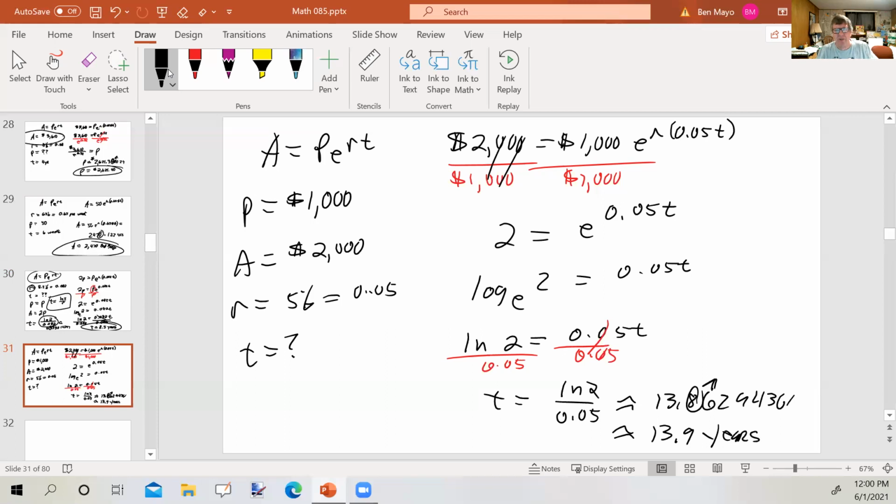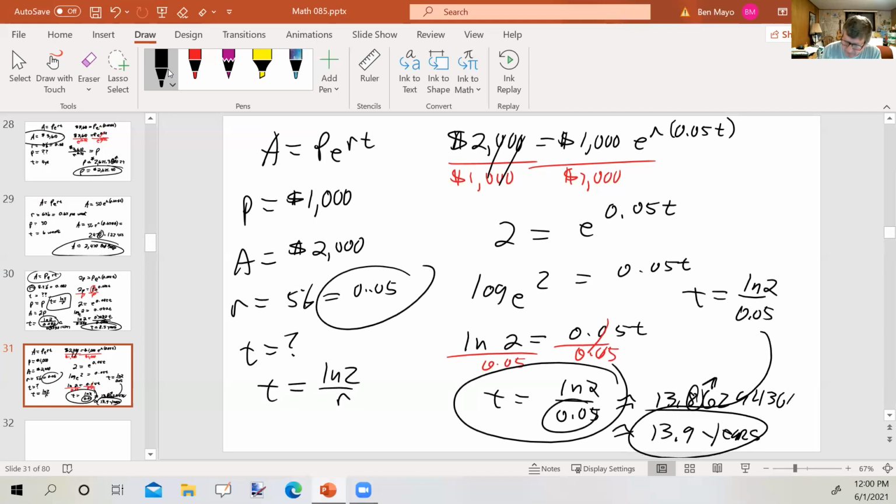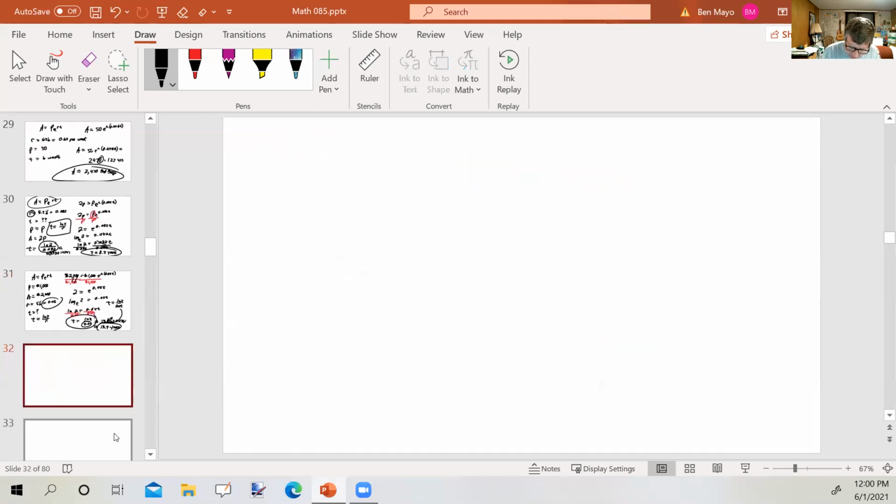Now, you might be sitting there going, but Mr. Mayo, you gave us a shortcut formula and you didn't even use it. You're right, I didn't, because I wanted to do one more example to show that we could have just come right in and said t equals the natural log of 2 over r, which would have taken us straight there without all this extra work. Okay, so new formulas for this section: A equals Pe to the rt, and t equals the natural log of 2 over r.